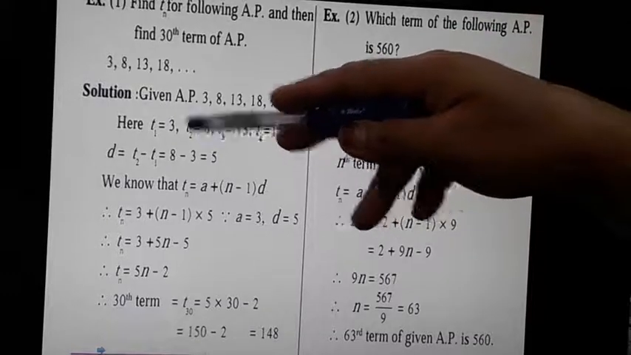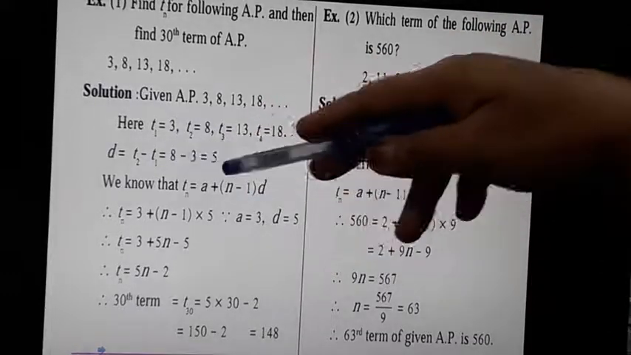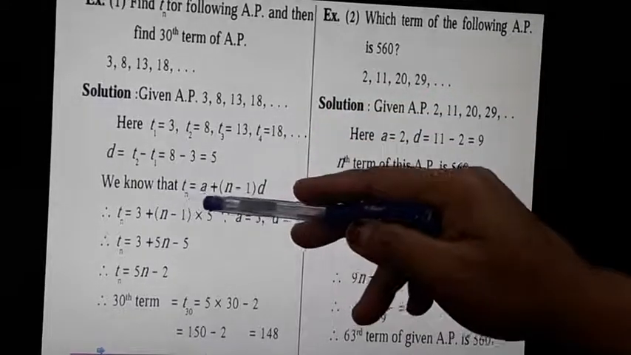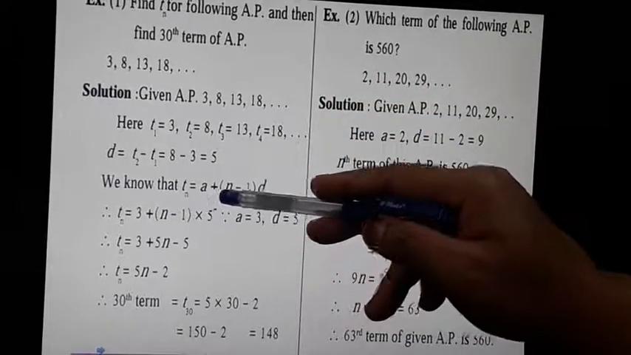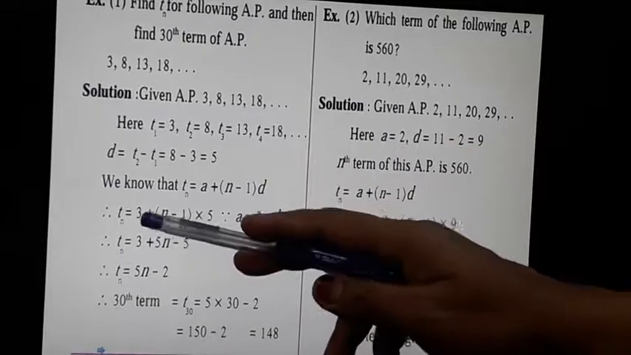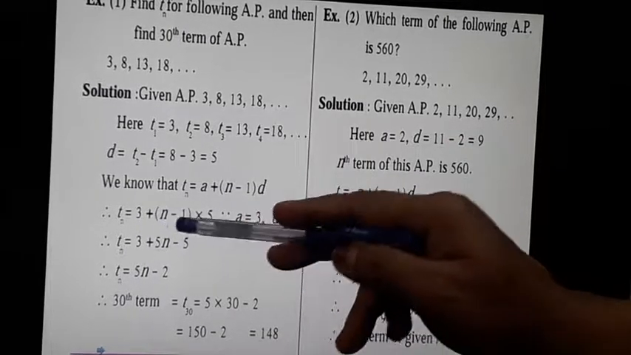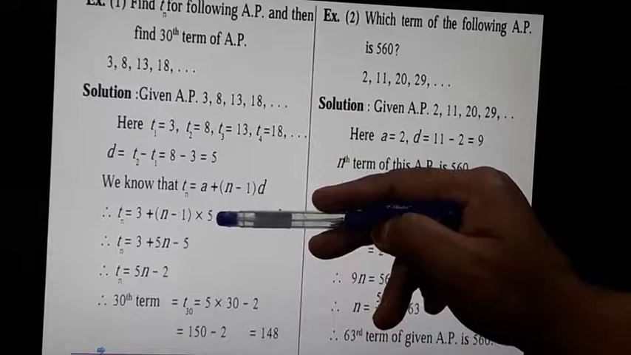So T2 minus T1, 8 minus 3, that is 5, you got the common difference here. So now you have to make use of this formula: T of N is equal to A plus N minus 1 into D. So T of N is equal to A, which is your 3, that is your first term, plus N minus 1 into D, that is your 5.